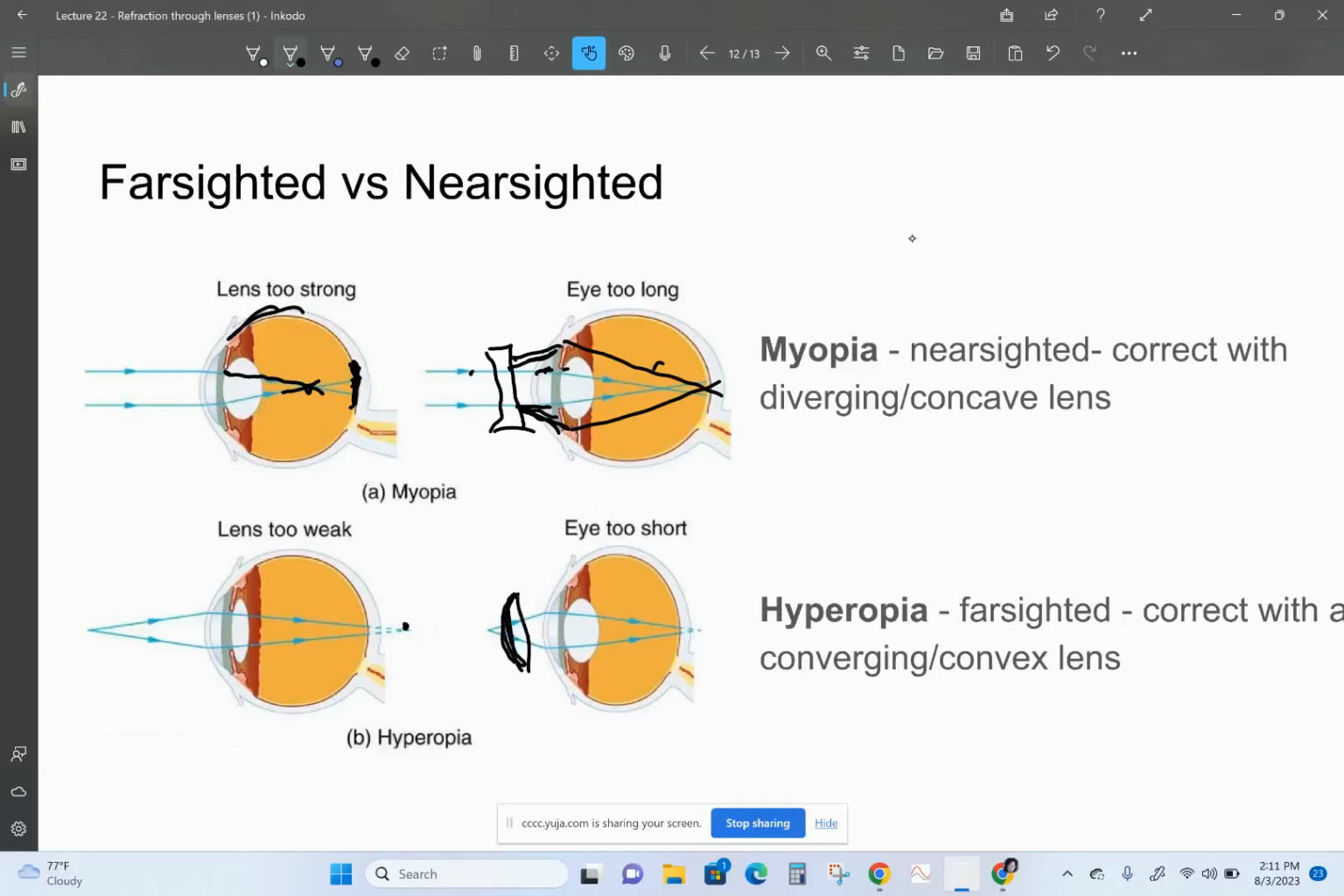So what's going to happen is the light's going to go in here, and then it will bend even more. Okay, so we shorten the focal length with it. So a converging lens helps you fix your farsightedness, and a diverging lens helps you fix your nearsightedness.